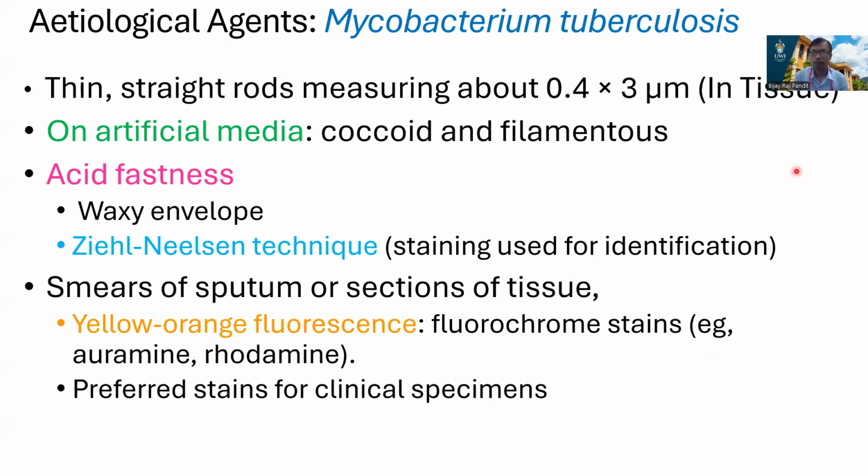For smears of sputum or sections in tissue, if we stain with a fluorescent stain and observe, we can see a yellow-orange fluorescence under the fluorescence microscope. And it is the most preferred stain for clinical specimens.